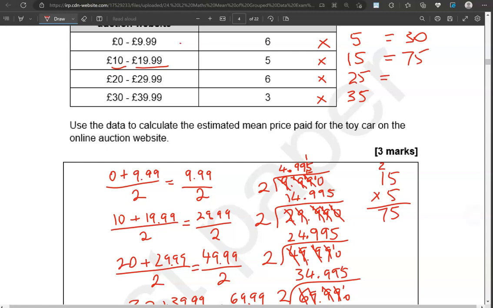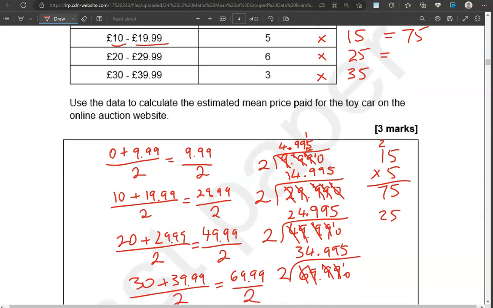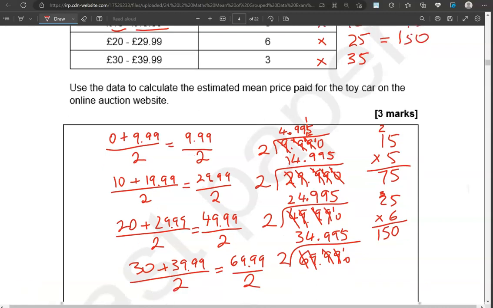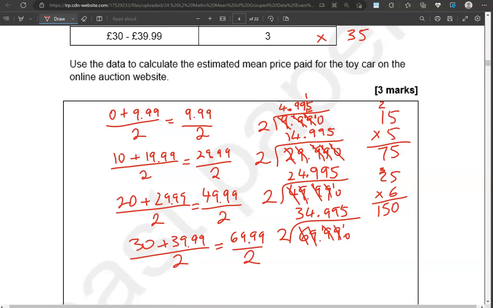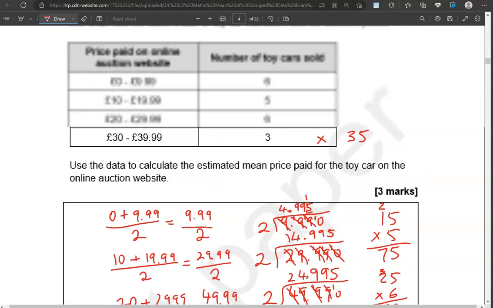Now 6 lots of 25. 6 times 5 is 30, so 0 down, 3 carried over. 2 lots of 6, that is 12, and the 3, that is 15, so 150. Now 3 lots of 35. 3 times 5 is 15, so 5 down, 1 carried over. 3 times 3 is 9, and the 1 is 10, so 105.